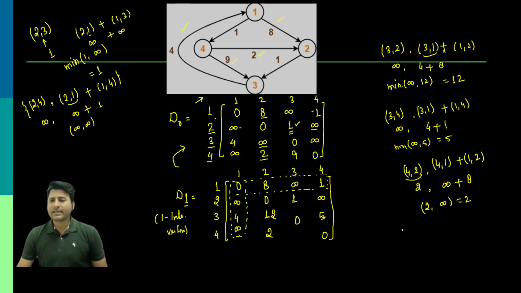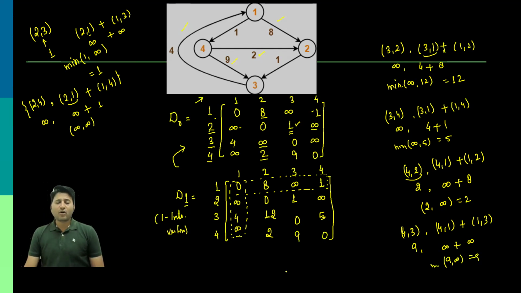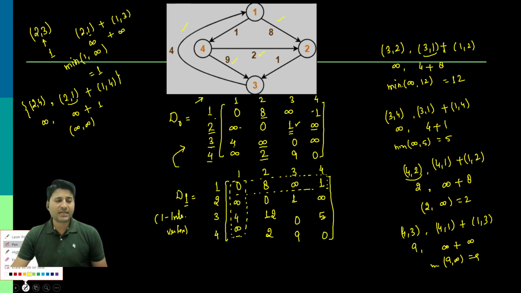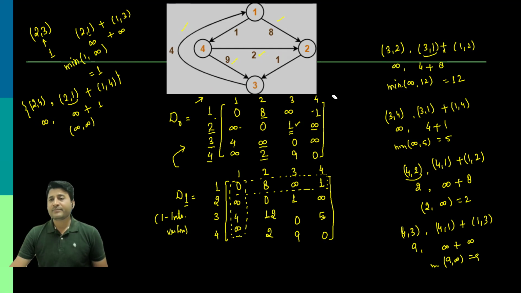Now 4 to 3, in the same manner, make 1 as an intermediate vertex, so 4 to 1 and then 1 to 3. What is this 4 to 3 in the D0 matrix? It is 9, comma, what is 4 to 1? It is infinite plus 1 to 3 is infinite. So 9 comma infinite minimum is again 9. So this we call the first distance matrix for this graph. This will be our first distance matrix for this graph. I hope you understand it.